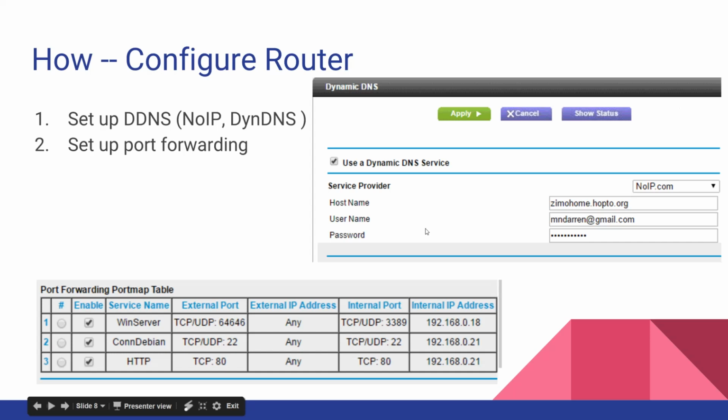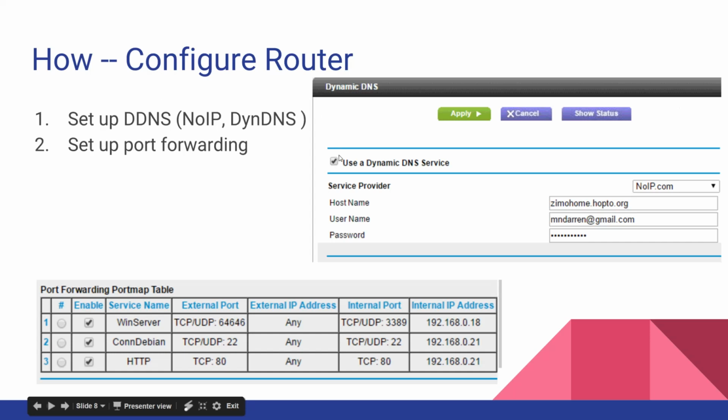After that, we have to configure our router. That's one of the most important things. There are two steps: set up DDNS and set up port forwarding. DDNS means dynamic DNS. I choose No-IP, which is free. That's the reason. Another one is popular, but recently it started to charge users. So I choose No-IP.